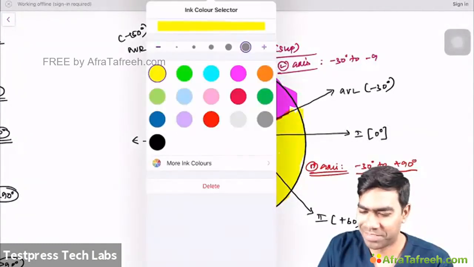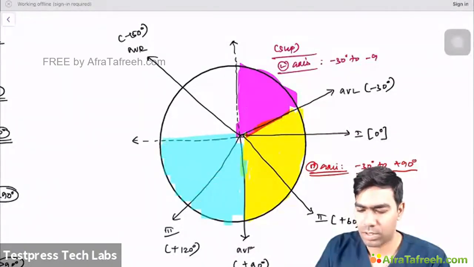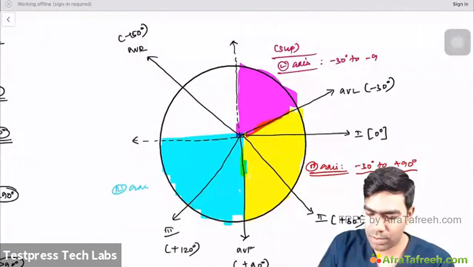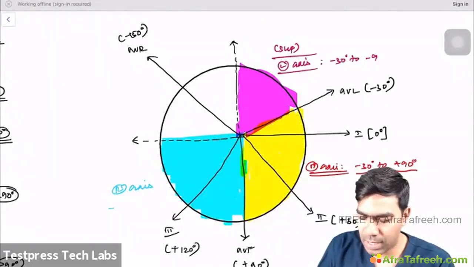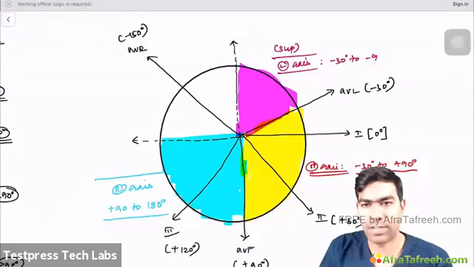Okay. Fine. So then we have the right axis. Right axis should be somewhere here. So right axis means it should be somewhere around plus 90 degrees to 180 degrees. So this is the right axis deviation. Right axis deviation is plus 90 to 180 degrees.